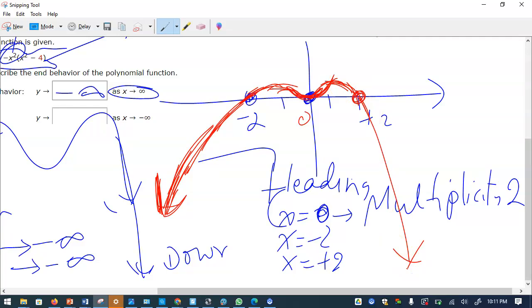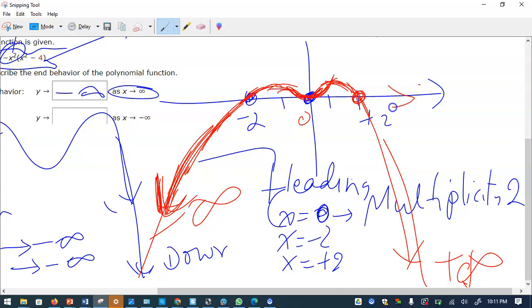Of course, it's not perfect. What is important is minus infinity, it goes down. This side also. So on either side, when x becomes positive or x becomes negative, the graph is down, down.